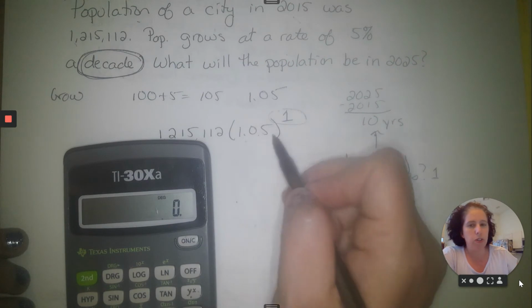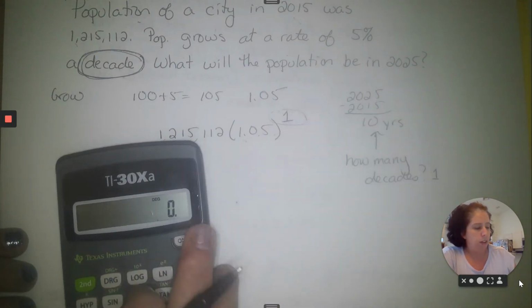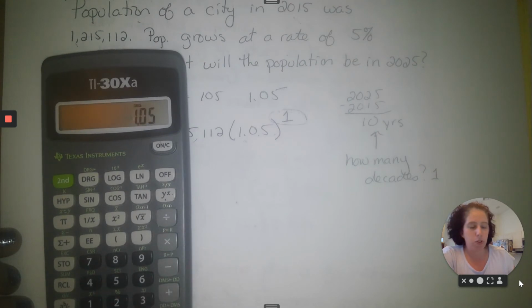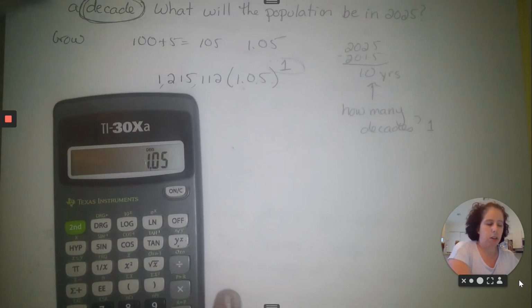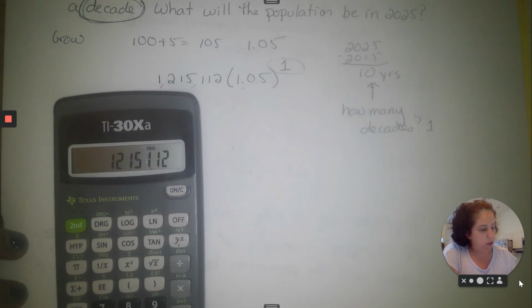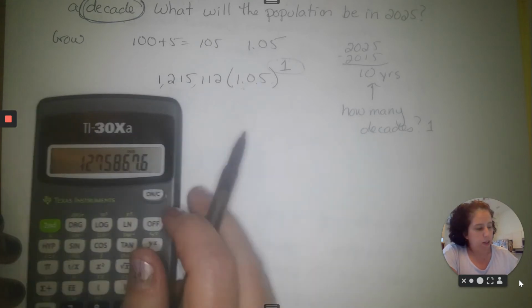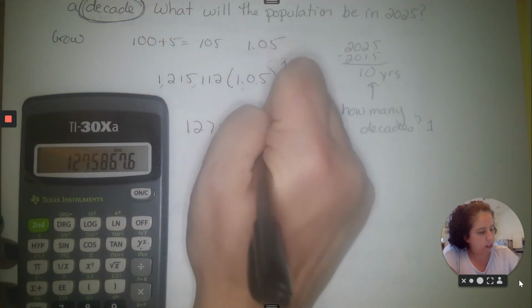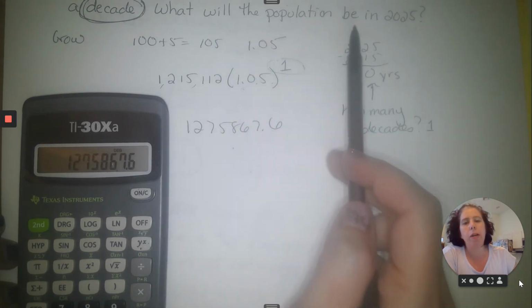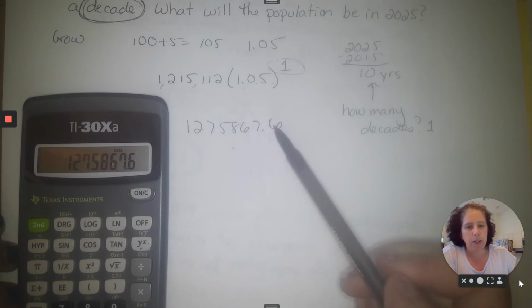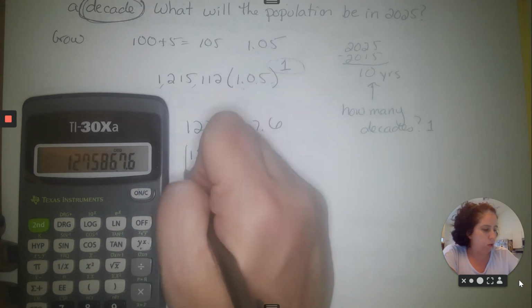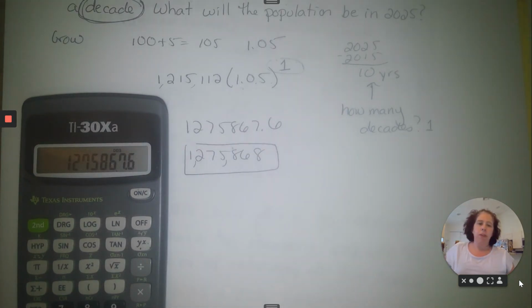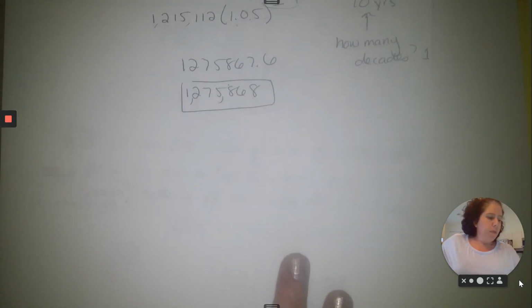Now, some of you guys know that 1.05 to the first power is still going to be 1.05. That makes you feel good, put it in the calculator anyway. So 1.05 raised to the first power. Then we're going to multiply it times the original amount, 1215112, and hit enter. So we got 1275867.6. Now I didn't tell you what to round this to, but it's people, so you're going to go to the whole number. That's a 6, so jump that up. 1,275,868.